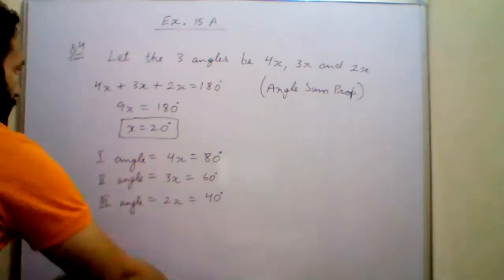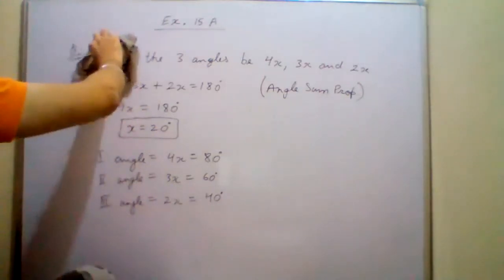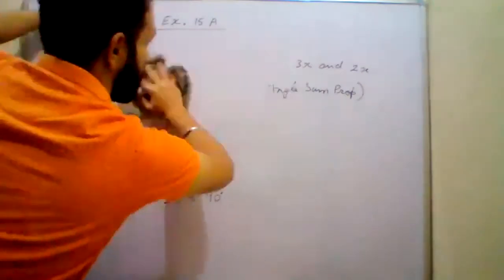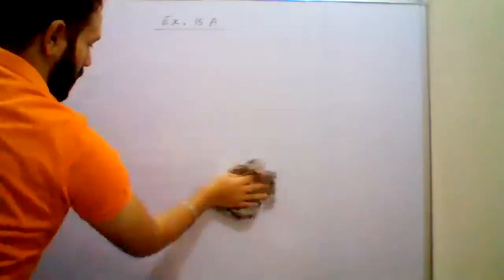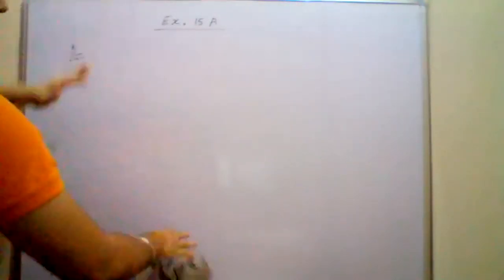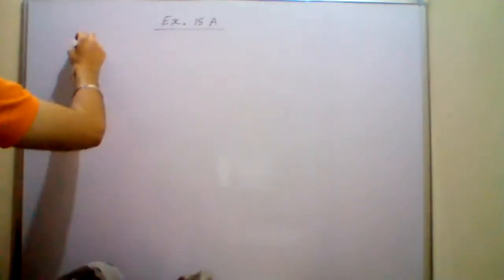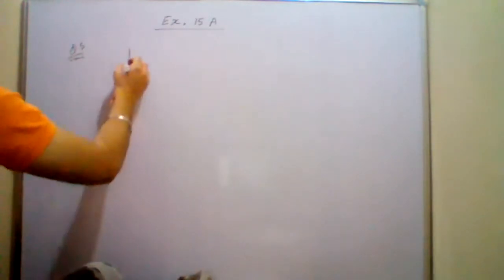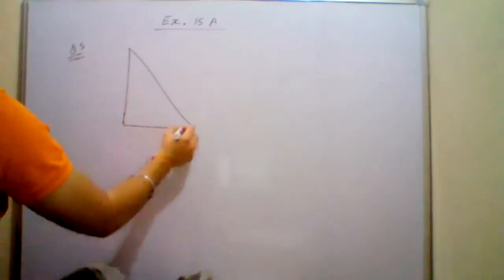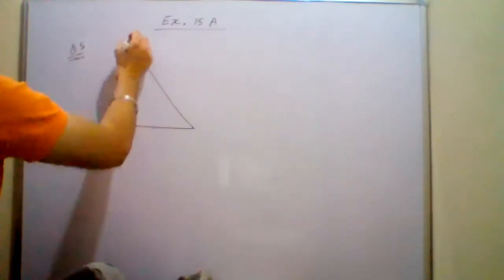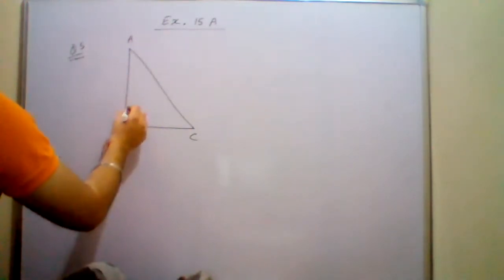Okay, so I will be drawing a right triangle here. What is a right triangle, all of you? A triangle with one angle of 90 degrees. Yes, sir. So this is a right triangle.